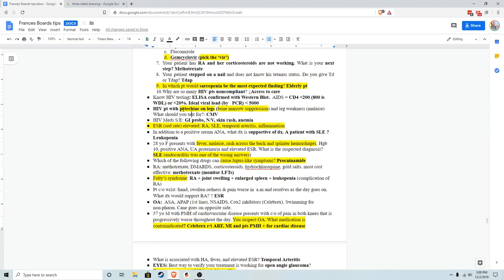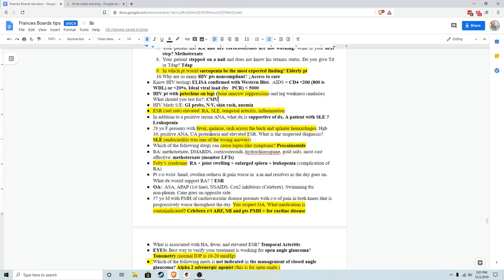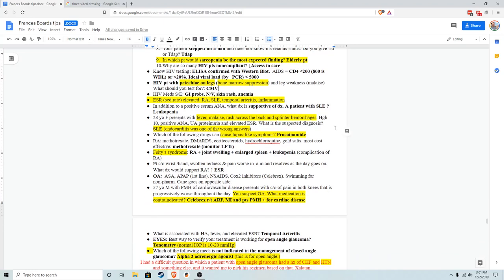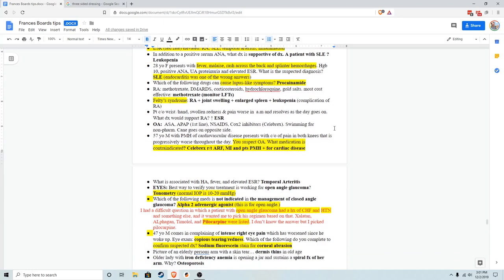Patient with petechiae on the legs, bone marrow suppression, has leg weakness. What should you test for? Cytomegalovirus, because remember, a virus will give you more of a diffuse rash. I'm sorry, guys. I'm just going through these real quickly, seeing what's interesting.